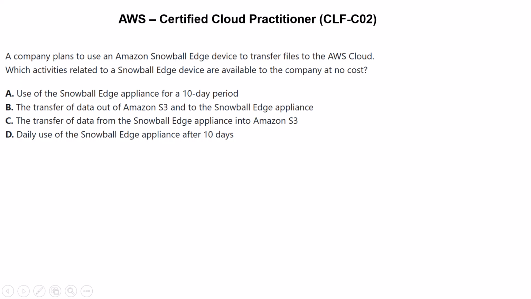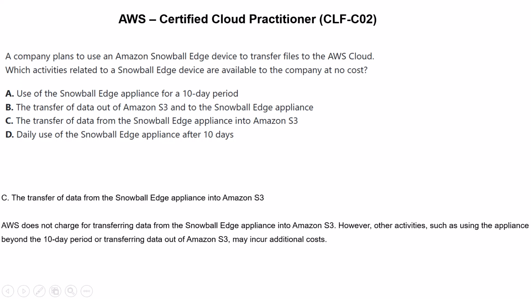Option A, use of the Snowball Edge appliance for a 10-day period. Option B, the transfer of data out of Amazon S3 and to the Snowball Edge appliance. Option C, the transfer of data from the Snowball Edge appliance into Amazon S3. Option D, daily use of the Snowball Edge appliance after 10 days.